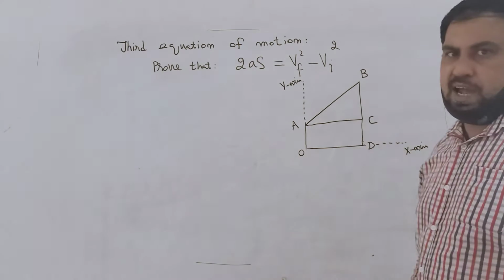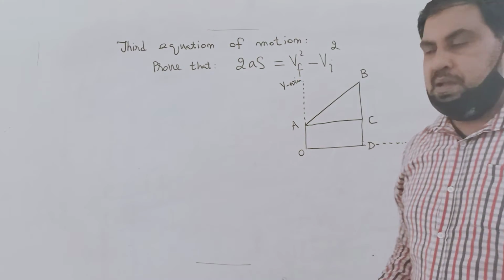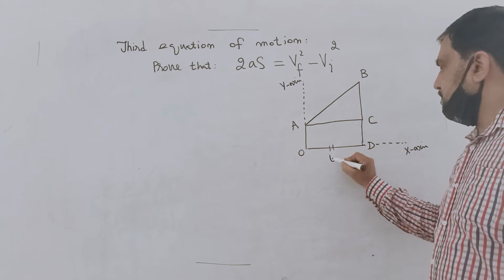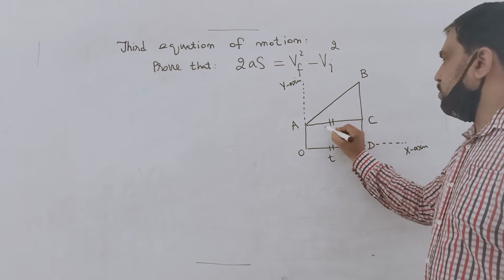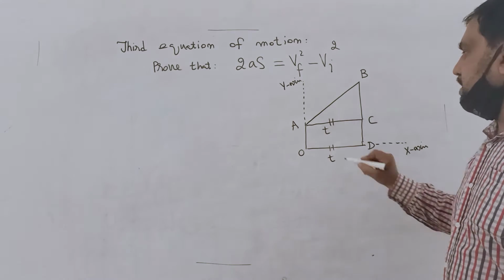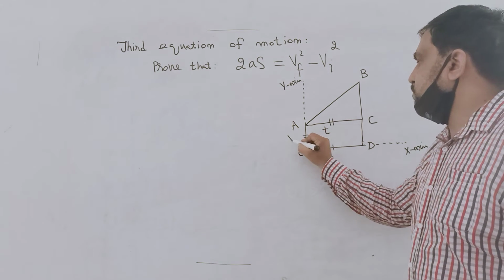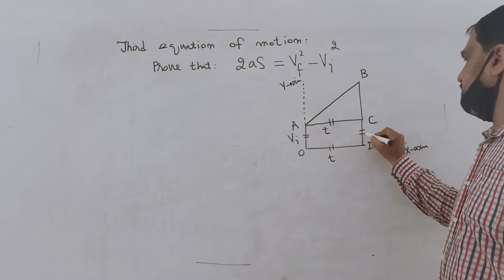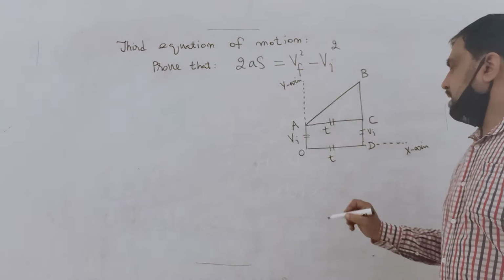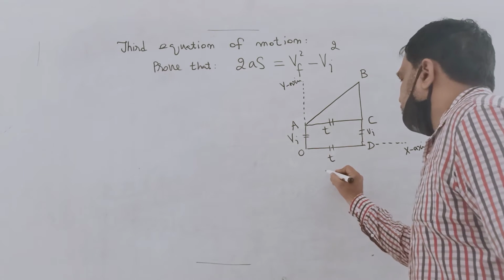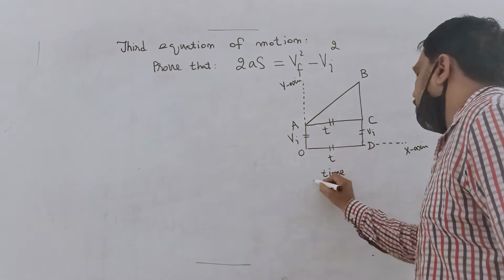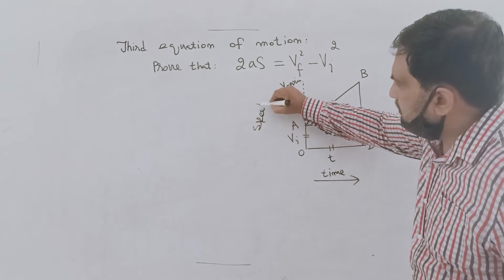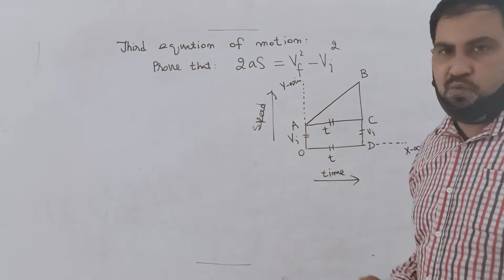As we know that in a rectangle, parallel sides are equal. If we name OD as T, then AC will also equal T. And if we name OA as VI, then CD will be equal to VI. We take time along x-axis and speed along y-axis.